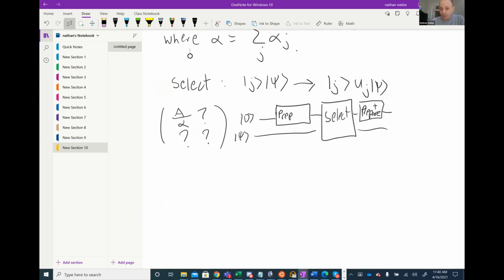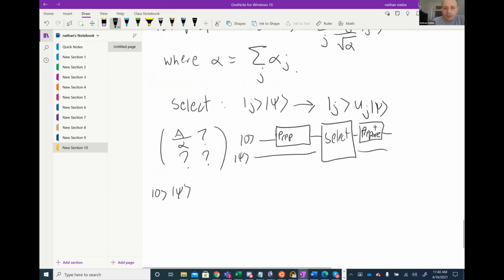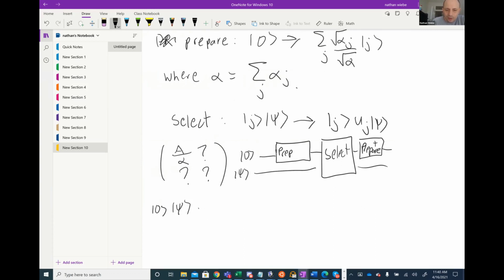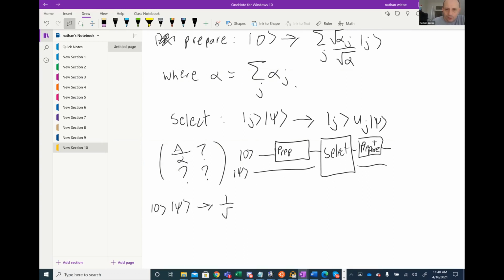So let's show you why this works. Just like going through the exact same analysis, we start out with 0 psi. First step, we apply the prepare circuit, which ends up mapping this to 1 over square root alpha sum over j square root alpha sub j, j psi.